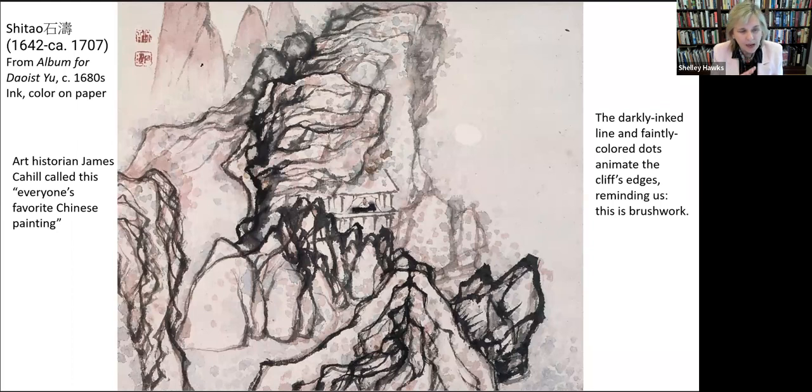And besides this brushstroke, we also see an example here of Shitao's dotting technique, these pale pink and blue dots that add mystery to this landscape. And most of Shitao's paintings also have a scholar figure in the landscape, a sort of self-reference to the artist himself, but also an observer figure that allows us to imagine ourselves in the landscape.